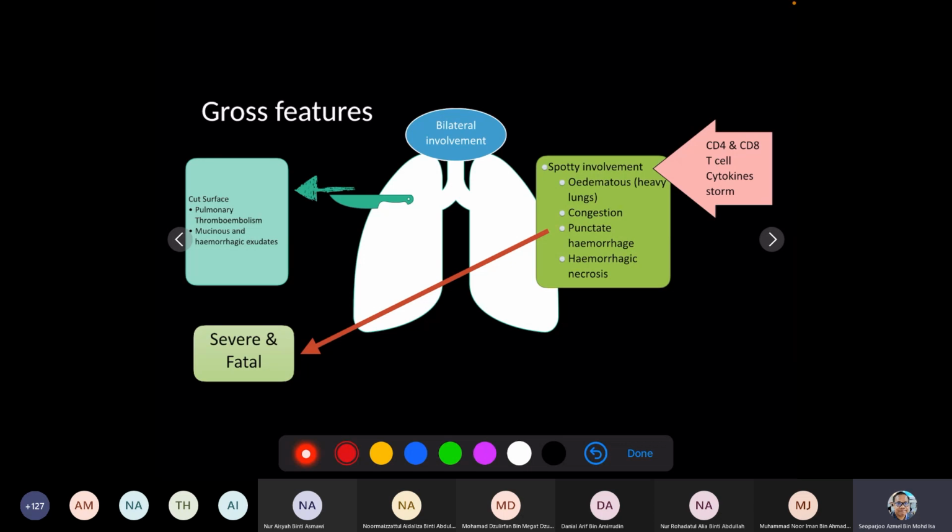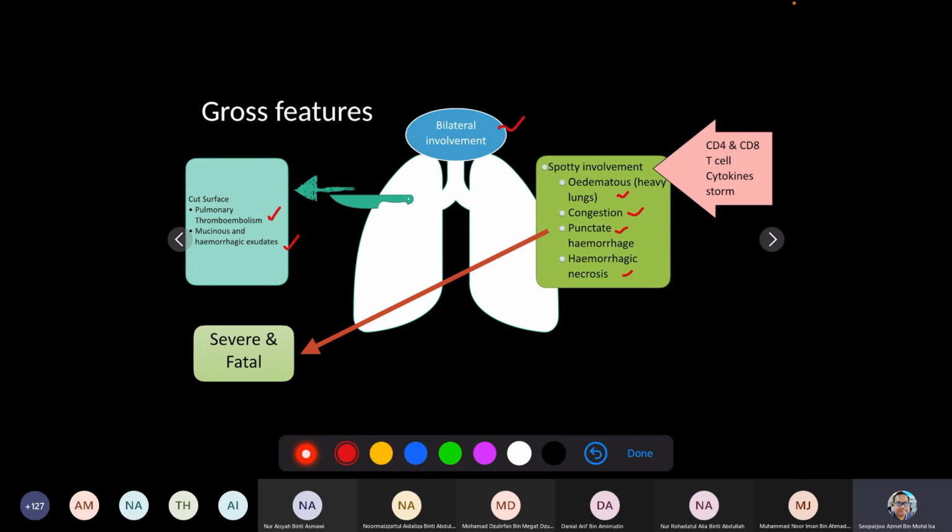Usually, it will cause bilateral involvement. That's the most important thing. And when they assess the lung of a patient who died due to COVID-19, there will be a lot of pulmonary thromboembolism and also mucinous and hemorrhagic exudates. And apart from that, there will be some spotty involvement of the lungs. You can see there's edematous lung, which appears to be a bit heavy. There will be some congestion, and punctate hemorrhagic necrosis.